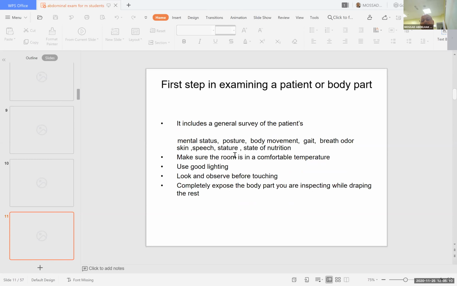So again, just to revise, number one, general survey or observation. Make sure the room is comfortable in temperature. Have a towel to cover the patient. Use a good light, so you are able to pick up things like jaundice, like a tinge of cyanosis. All this needs good lighting. Look and observe before touching, and completely expose the body part you need to inspect, but keep the dignity of the patient.